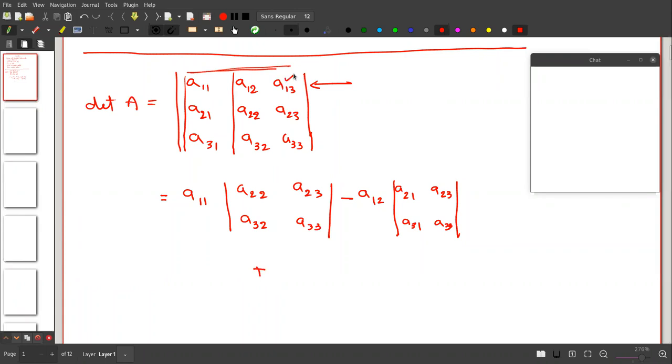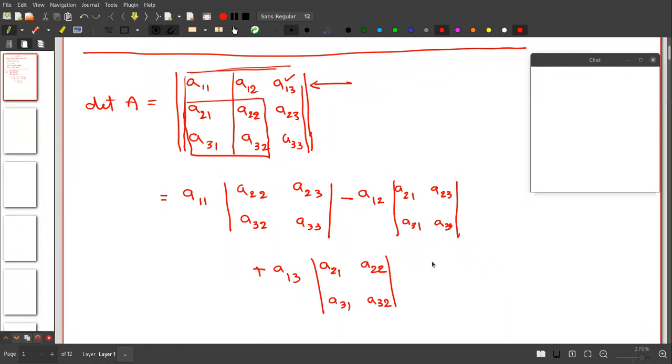Plus now we take this A13 and we cut the first row and the third column and we write the rest. The rest is A21, A22, A31, A32. So this was the determinant of the matrix whose elements were written in this indices form. These A's may be some number.